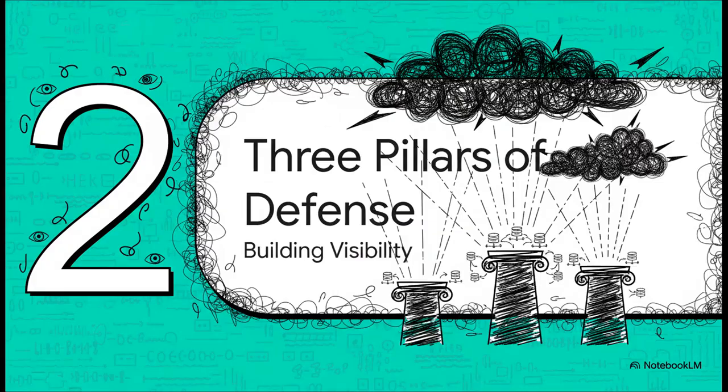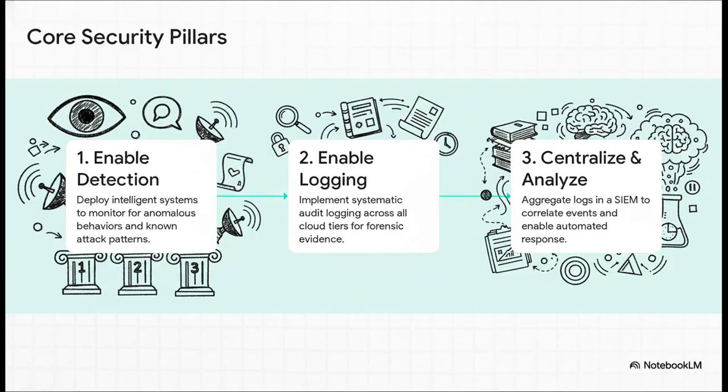So how do you fight an enemy you can't see? Well, you don't. Instead, you build a system that makes them visible. And this modern way of doing things is really built on three core pillars of defense. It all comes down to these three steps. First, you have to enable detection to spot suspicious activity. Second, you enable really thorough logging to create that evidence trail. And third, you bring all that data to one central place and analyze it so you can actually see the big picture. Let's break each of these down.